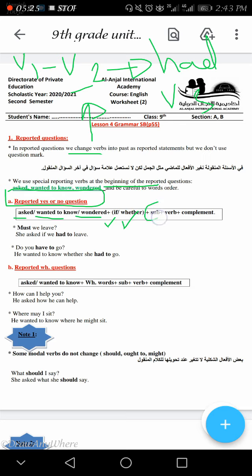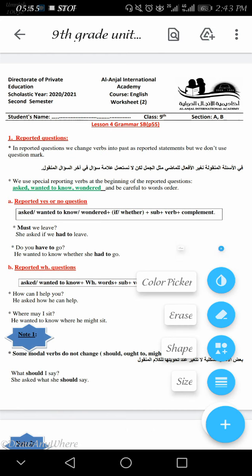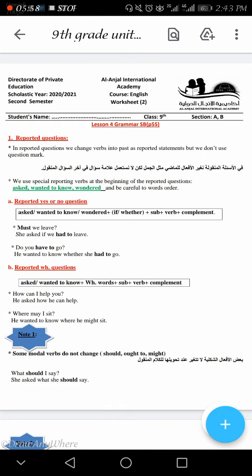رجعت السبجكت قبل الفعل. And always I say, what is the main difference between sentence and question? شو الفرق الرئيسي بين السنتنس والquestion؟ The order of the verb and the subject. دائما في الquestion الهيلبينج فيرب قبل السبجكت. في هاي الحالة بدي أرجع السبجكت بالبداية وأكمل جملتي. Let's study this example. Must we leave?